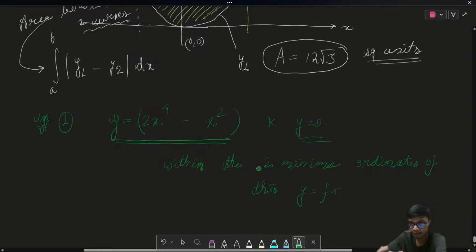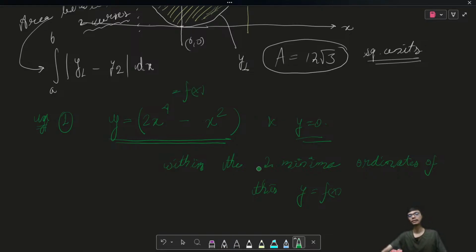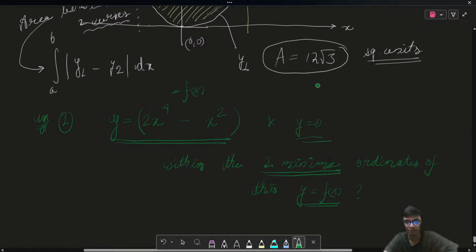Y is equal to f of x. Okay, so let's call this f of x curve, right? So to find out the area that is bounded by this curve and the x-axis and the two minima ordinates of this particular curve, first of all find out the minima, then work on drawing the curve of this particular function, and then you have to tell me what is the required area. Okay, I hope this question is clear to you.